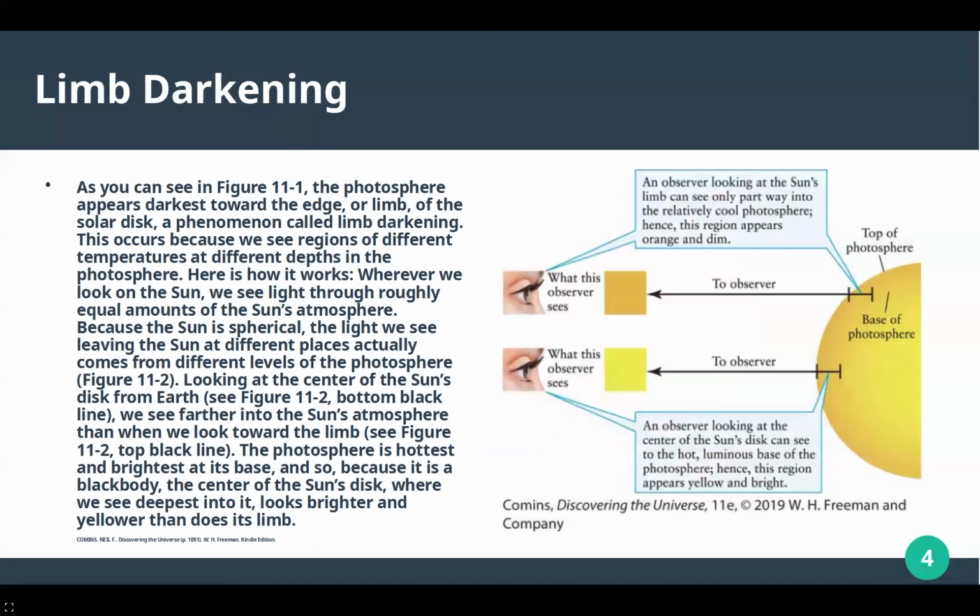The photosphere is hottest and brightest at its base, and so because it is a black body, the center of the Sun's disk, where we see deepest into it, looks brighter and yellower than it does at its limb.